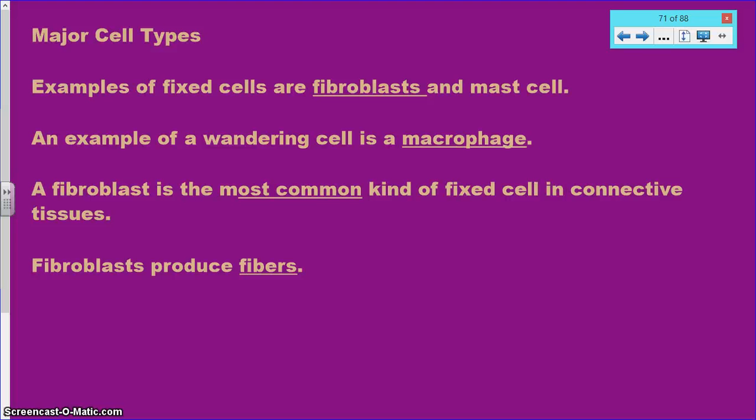The cells that form or that help to form connective tissue, there's two main kinds. There's your fixed cells, which are fibroblasts and mast cells, and then there's also cells that are capable of leaving the tissue or moving around. Those are called macrophages. The most common fixed cell is the fibroblast. Its function is to produce fibers.